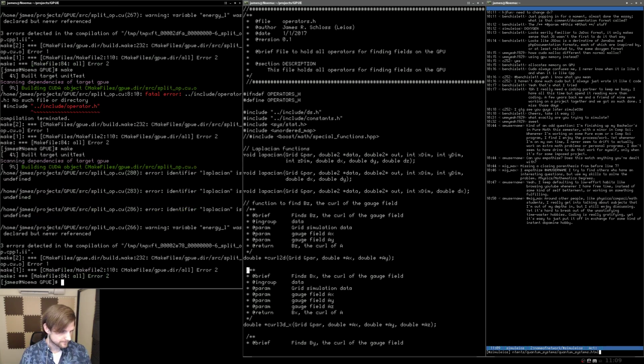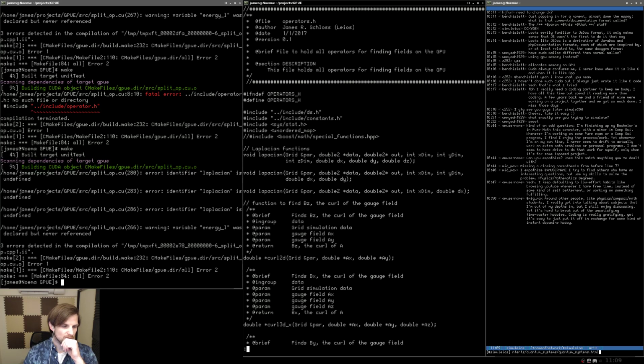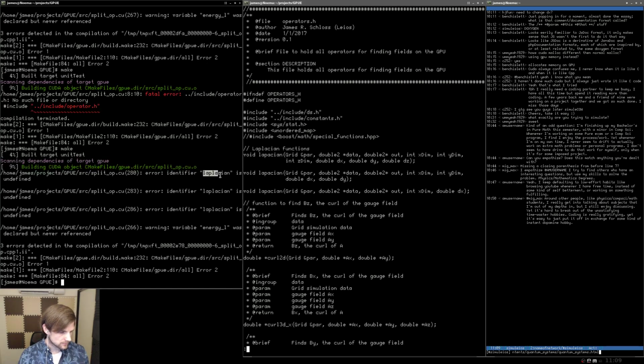Make... Put it in the header file. I updated... Include ds.h, constants.h, unordered map. Void Laplacian. Laplacian. Oh, it's a spelling error. Oh my gosh. This whole time. It's a spelling error.